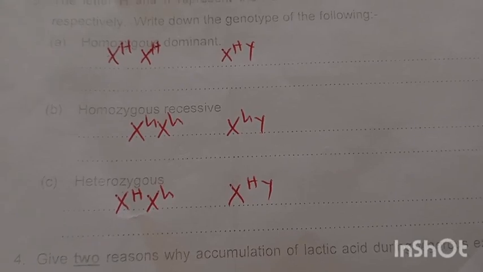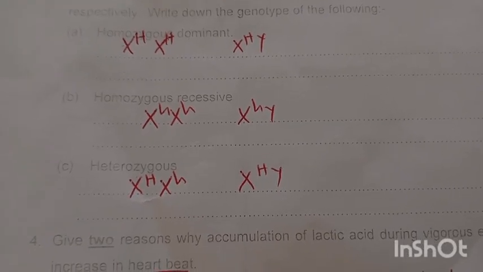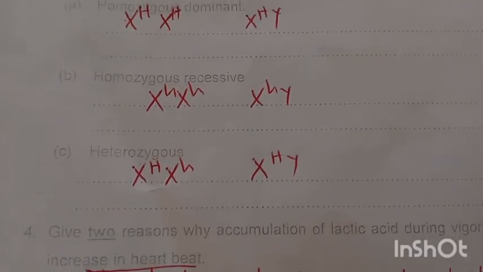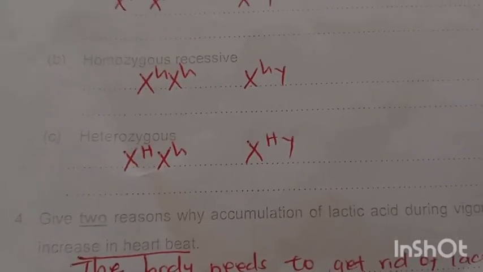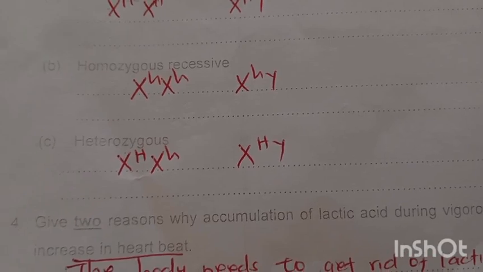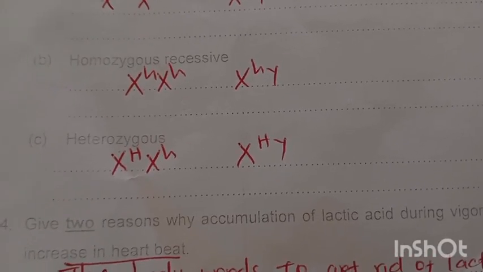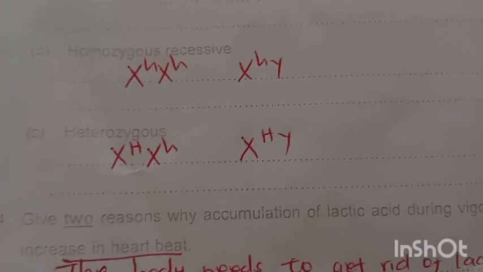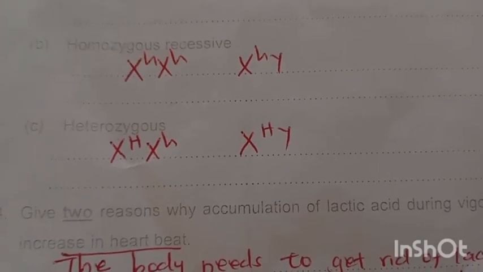Homozygous recessive allele is the one that is not expressed unless it is alone. So you can only represent it using a small letter like that. Heterozygous is when you have both alleles, both the dominant and the recessive together.